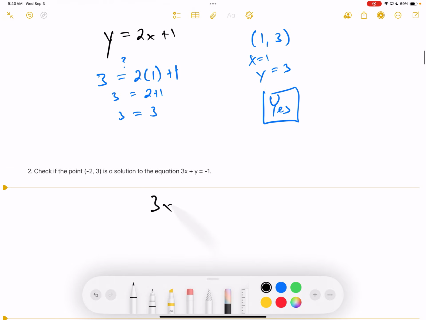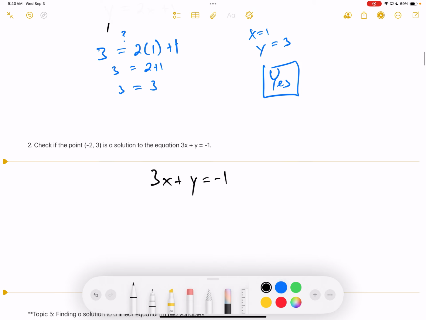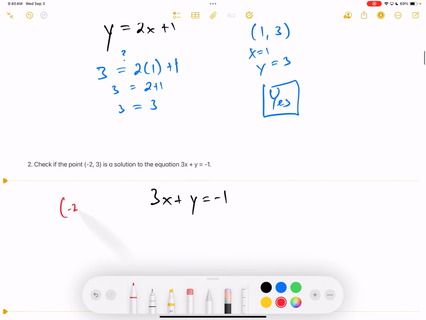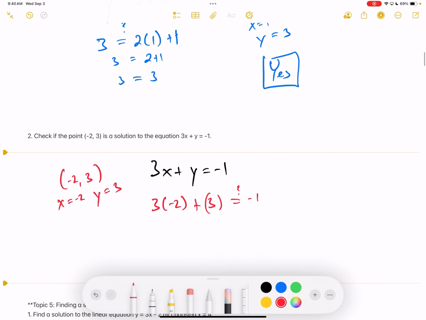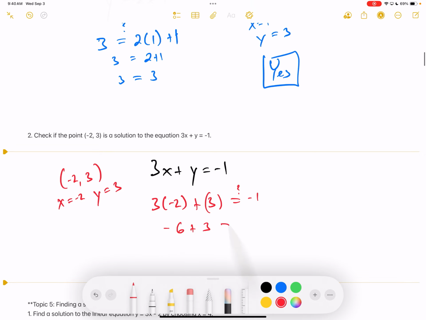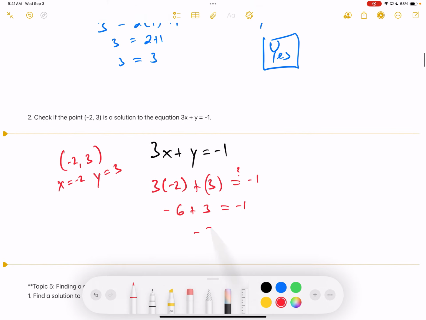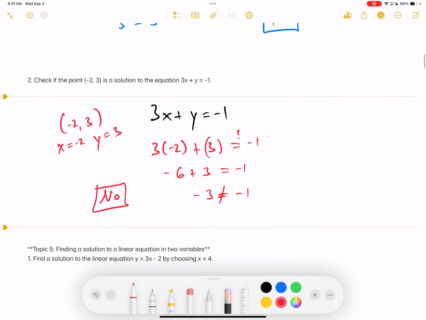To do the next one, if I have 3x plus y equals -1. So here I have (-2, 3). So x equals -2 and y equals 3. So I plug a -2 in for my x and a 3 in for my y. And we're saying, does that equal -1? So that would be -6 plus 3. -6 plus 3 would be -3. -3 does not equal -1. So that point is not on the line. Okay. So you can use these points to plot the line. You can use these points to check to see if they are on the line.